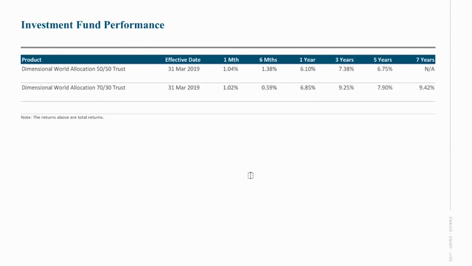Next, we have the investment fund performance. This page looks to provide you with a bit of an unfiltered view as to the performance of your investments over different time frames.